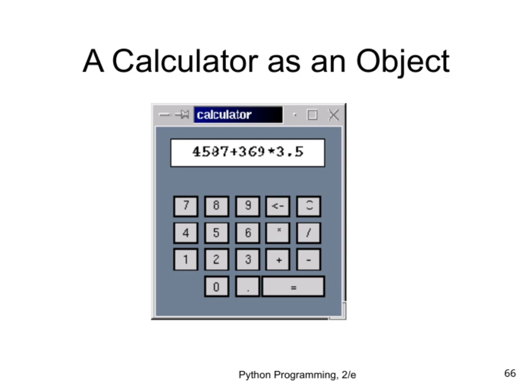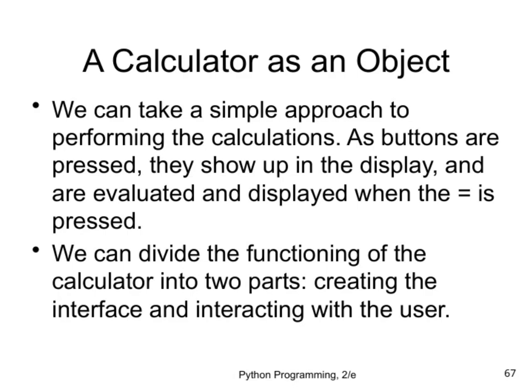So, in essence, a calculator can be seen as an object with attributes like current value, memory, and methods such as add, subtract, multiply, and divide. Recognizing this helps us build more modular, intuitive code, mirroring how we think about physical objects in the real world. Now let's look at a simple way to perform calculations in our program.